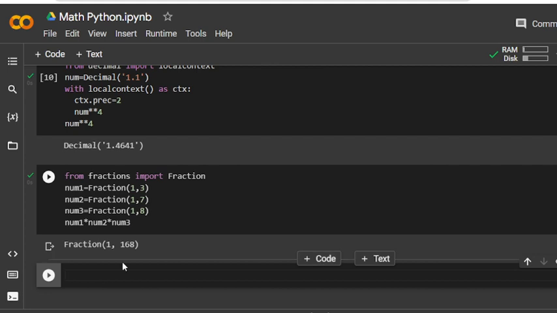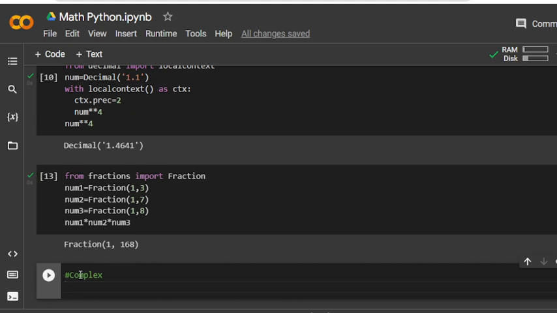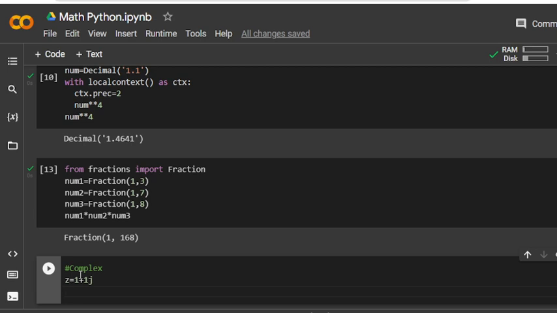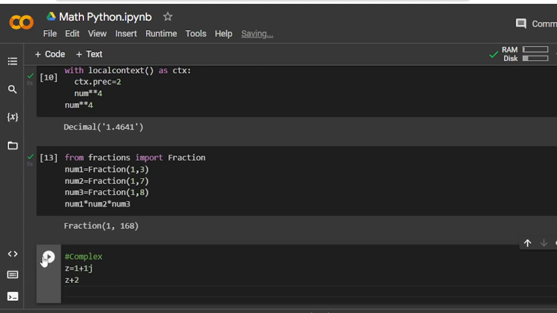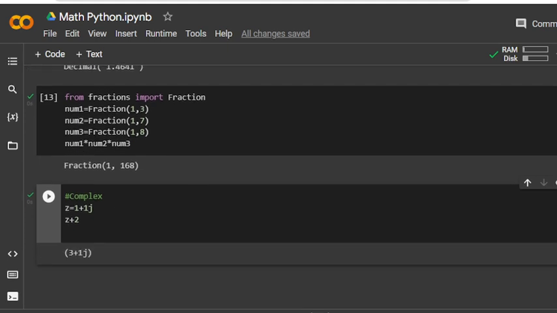We can use complex numbers. Let me write z will equal 1 plus 1j, and another complex: z plus 2. What happened? So let's see z plus 2. We have gotten output like this one, 3 plus j.